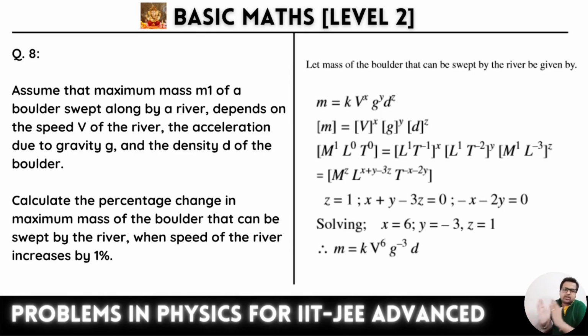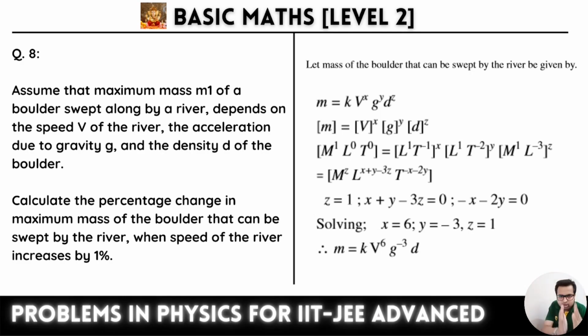And now you just compare both dimensions. The dimension of LHS should be equal to the dimension of RHS. So what is the dimension of LHS? That is M. So M^1 L^0 T^0. And what is v? v is the speed. So LT^-1, to the power x. And what is g? Acceleration. Acceleration is change in velocity upon time. That is LT^-2, so LT^-2 to the power of y. And what is d? d is the density, mass upon volume. So ML^-3 to the power of z.